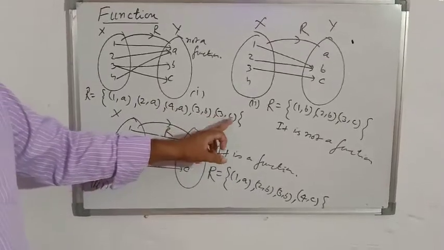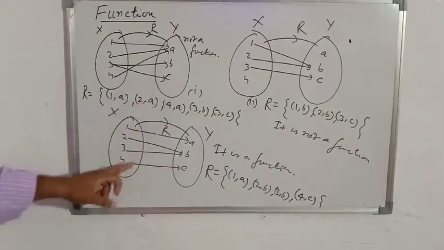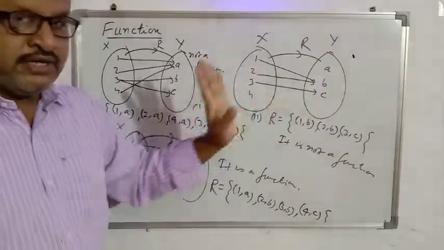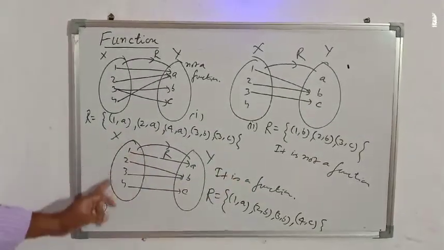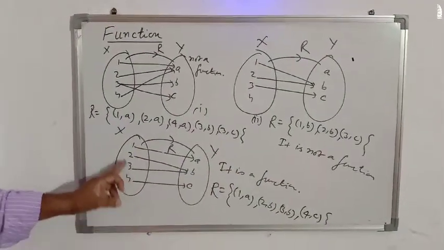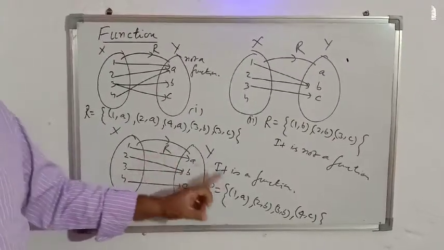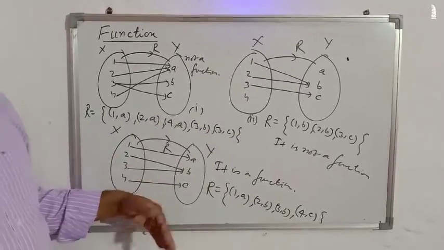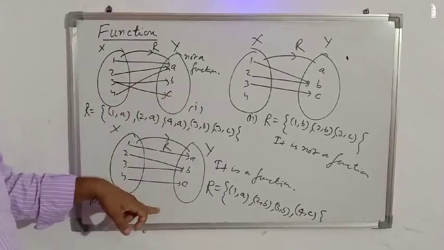So two ordered pairs 3B, 3C have the same first component, so it is not a function. In the second case, one element is left, it is not connected to any element in the set Y, so it is also not a function. If no element is left in the set X and each element has a unique image in the set Y, then this relation is called a function. So function is what? It is a special type of relation.